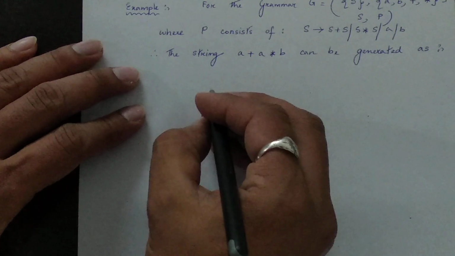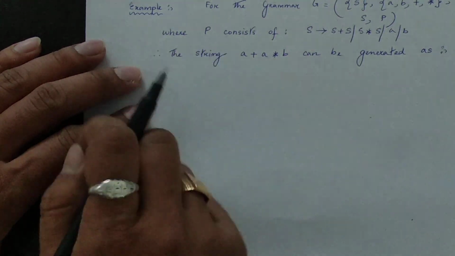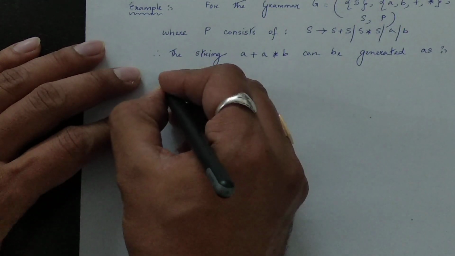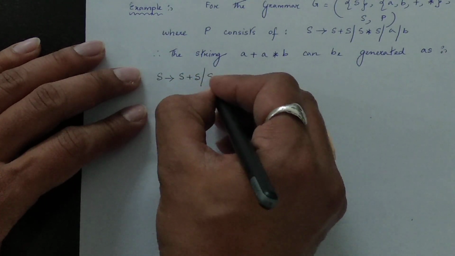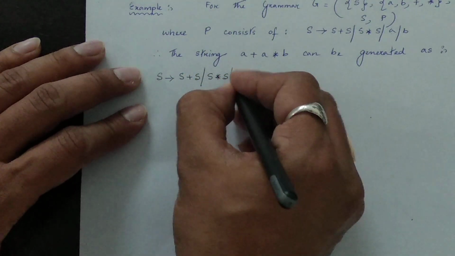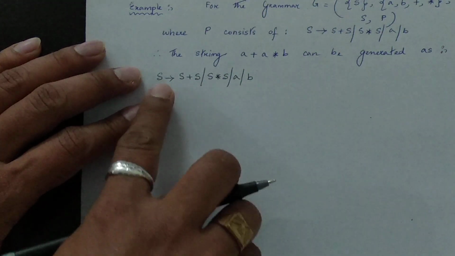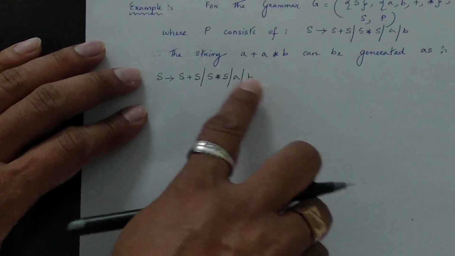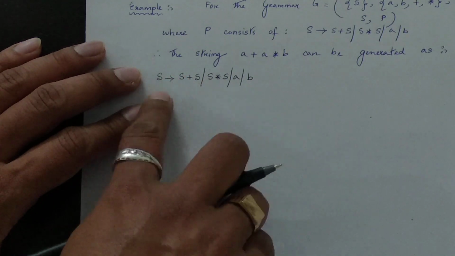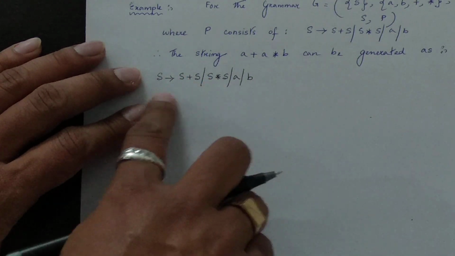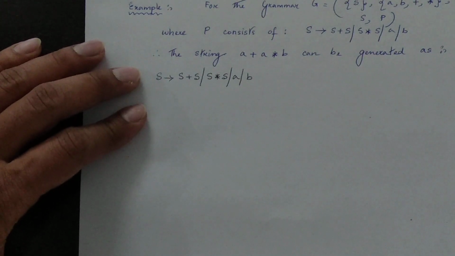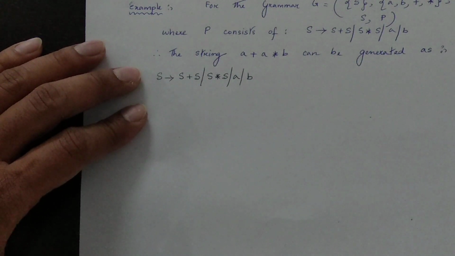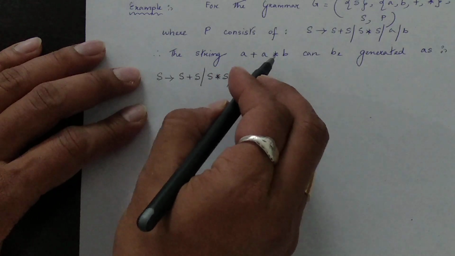First of all, I will check what productions I am having. I am having the productions S tends to S plus S, S asterisk S, and a and b. You can also write in the same line, or you can also write S tends to S plus S, S into S, S tends to a, S tends to b. That depends on you. Now we have to find out the string a plus a into b.